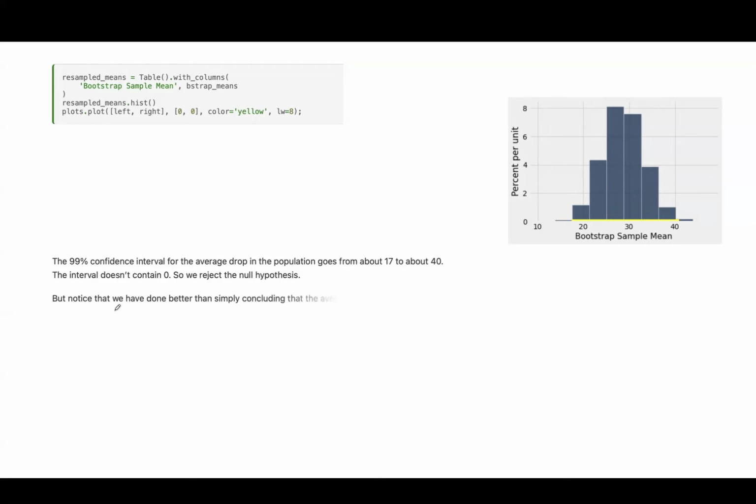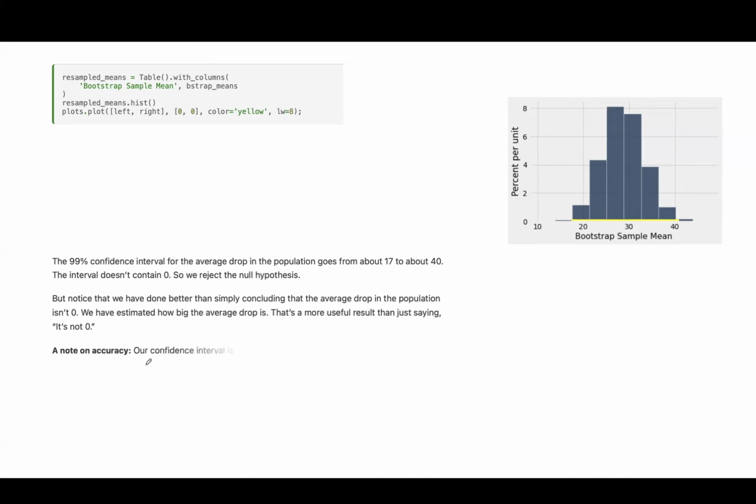Please note that we have done better than simply concluding that the average drop in the population isn't 0. We have estimated how big the average drop is. That's a more useful result than just saying, hey, it's not 0.